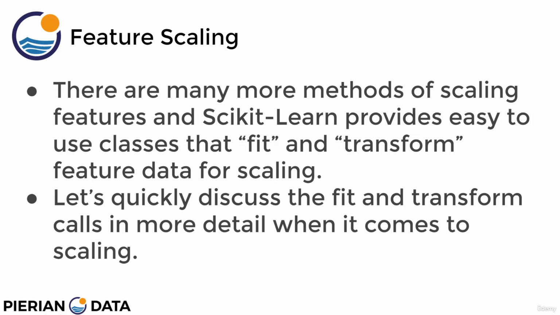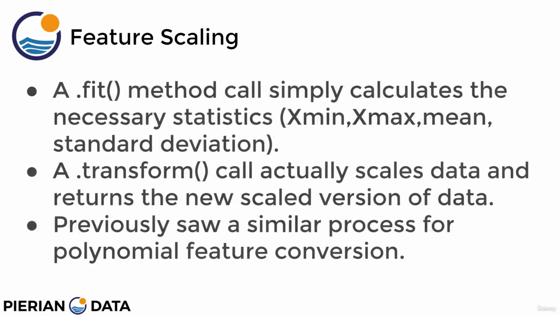What we need to do is quickly discuss the fit and transform calls in more detail when it specifically comes to scaling. A fit method call simply calculates the necessary statistics. So if you're doing normalization, when you call the fit method on your data, it would calculate the x minimum and the x maximum. If you're calling a fit method on something that's performing standardization, it would calculate the mean of the data and then the standard deviation of the data. The transform call is then actually scaling the data and returning the new scaled version of the data. We previously saw a very similar process for polynomial feature conversion, where we performed a fit transform.